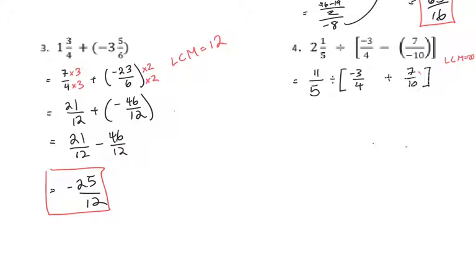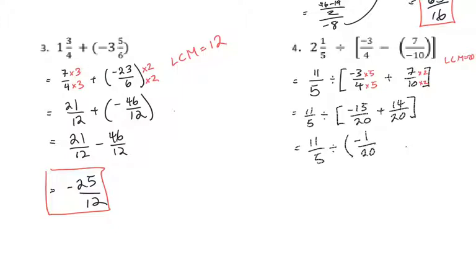So what we're going to do is multiply the 7 over 10 by 2 over 2 and the 3 over 4 by 5 over 5. So now on our next line we get 11 over 5 divided by negative 15 over 20 plus 14 over 20. Adding those two things in the brackets ends up giving us the quantity negative 1 over 20.